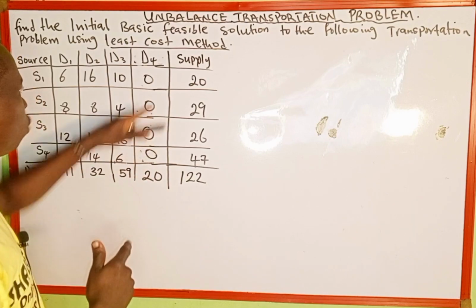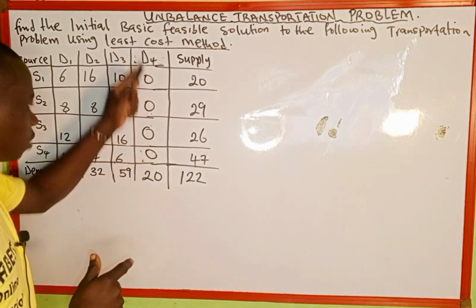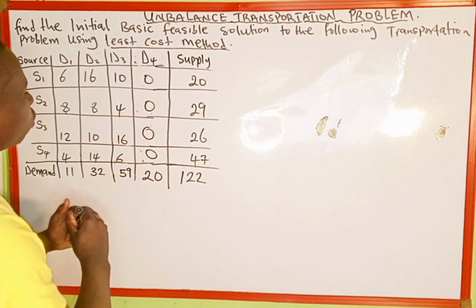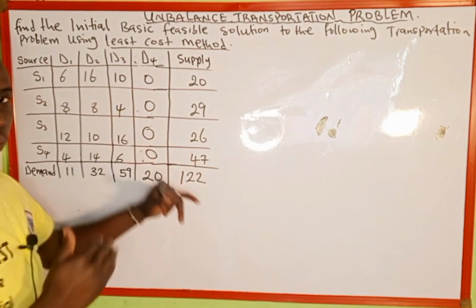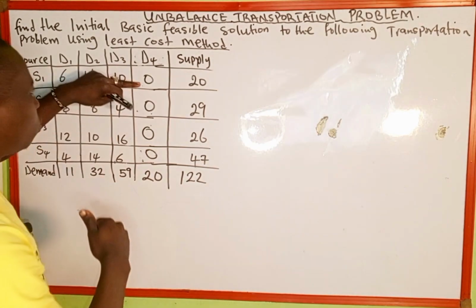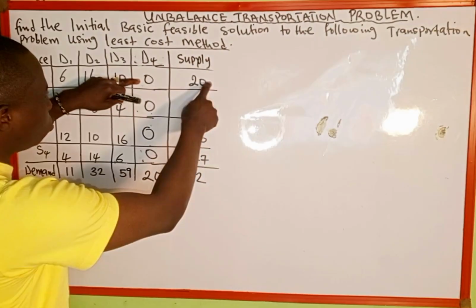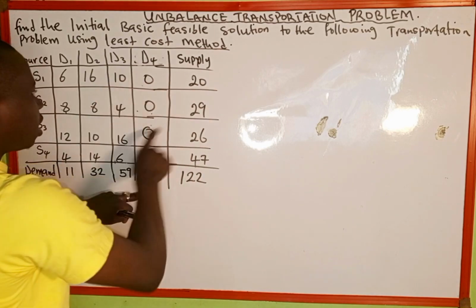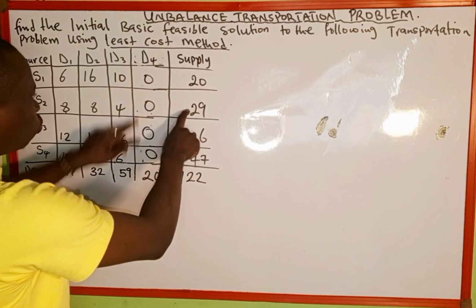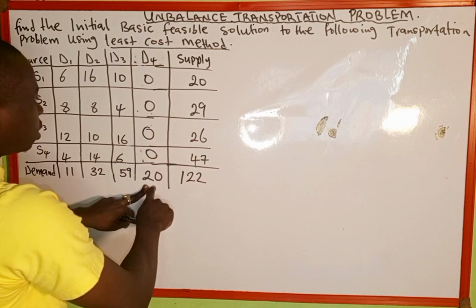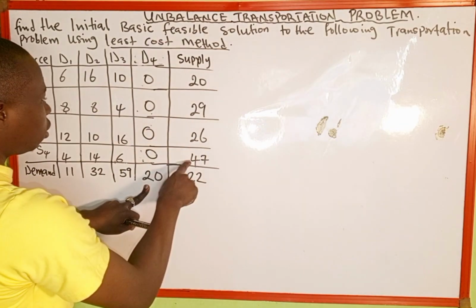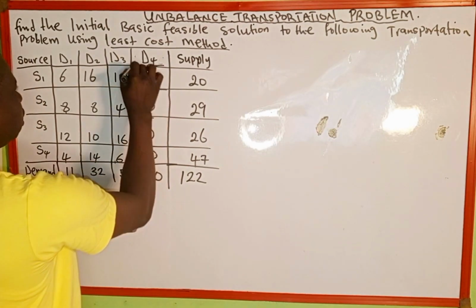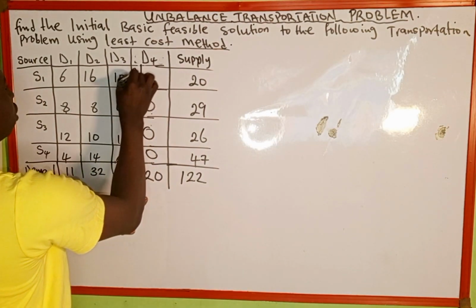If we pick this 0, we have a tie here for 0. If we select this 0, the allocation is going to be what? You compare the supply and demand corresponding to this 0. So the supply is 20 and the demand is 20. So we can supply 20 here. So let's look at this 0: 20 and 20, 29 and 20, here is 26 and 20, 47 and 20. So the minimum here is going to be what? 20. So we are going to allocate this 20.